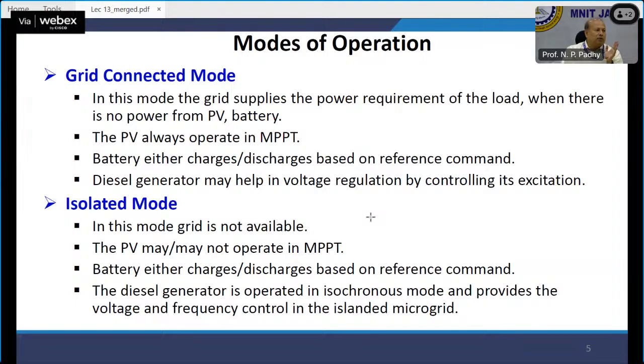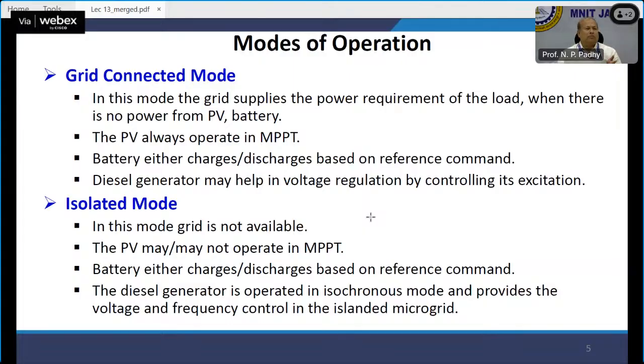The PV always operates with MPPT, that job is done. The battery either operates in charge or discharge based on the reference command. The diesel generator may help in voltage regulation by controlling its excitation. Okay, so you can use that for voltage regulation.